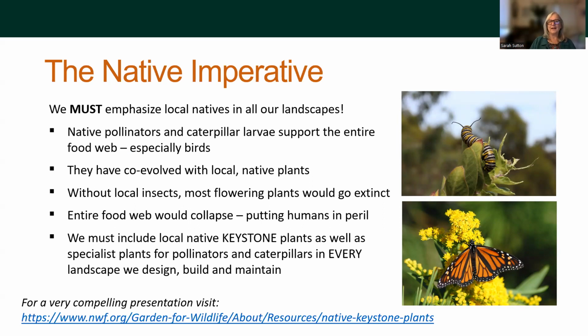Native pollinators and caterpillar larvae support the entire food web, and especially birds. Birds need protein when they're rearing their young, during the mating season, and they like caterpillars. So I have some research that I'll share with you on that. All these larvae and pollinators have co-evolved with the local native plants, and they actually need them to survive.